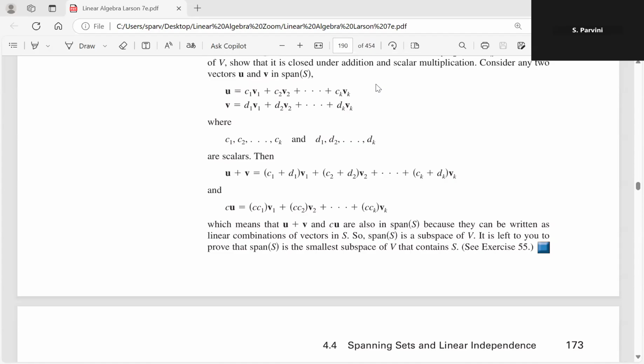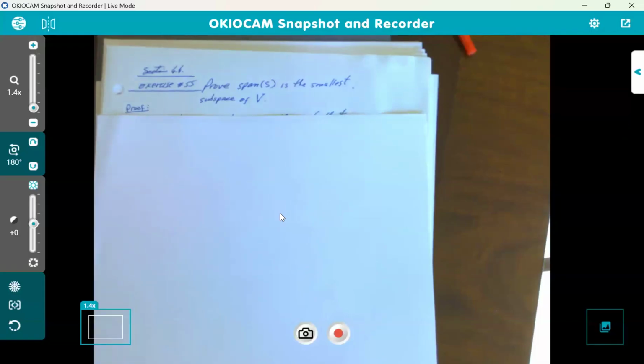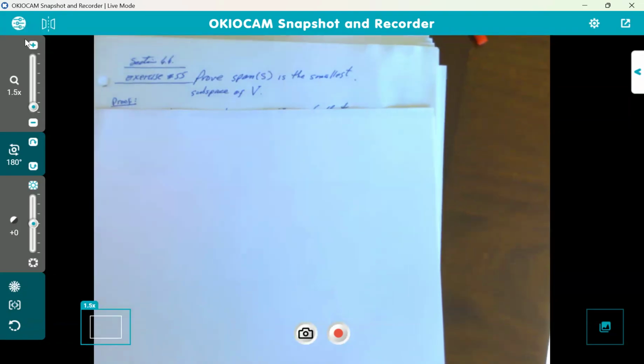Okay, so let's actually prove this. I looked at exercise 55 and copied it onto my notepad, so let me change my share to my notepad. Just a moment. All right, so here it is. In exercise 55, the question reads, prove span S is the smallest subspace of V.